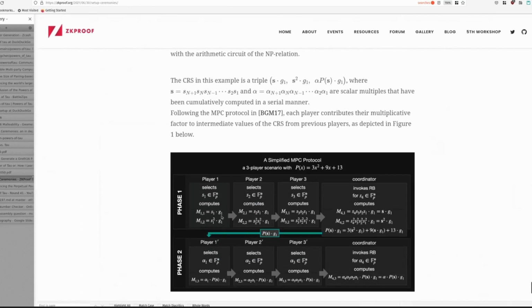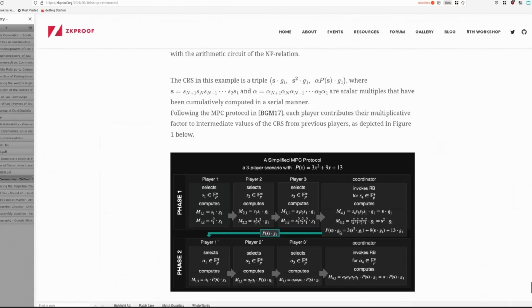G1 is just a generator for the group that everyone agrees upon. Then each person picks some random element in the field, adds that onto the running computation, and then the coordinator does some things as well. And that's the final phase. So that's how a single phase is done. And then the next phase can happen, and you can have as many phases as you want.